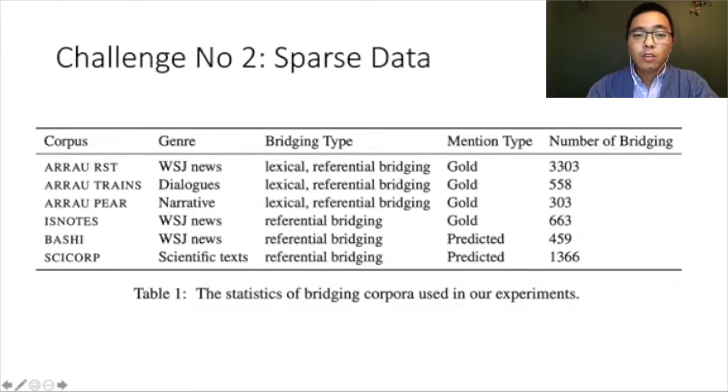The second challenge is that data is very sparse. We don't have many bridging references in the corpora. The largest corpus we can find, ARRAU, only contains around 3K examples. All the other corpora are much smaller, such as the ISNotes corpus, which only contains 600 examples. And as I mentioned before, the first challenge is the different annotation schemes. ARRAU annotated both types of bridging, and ISNotes, BASHI, and SciCorp only annotated the first type of bridging reference.